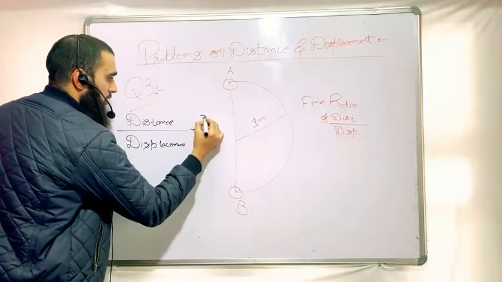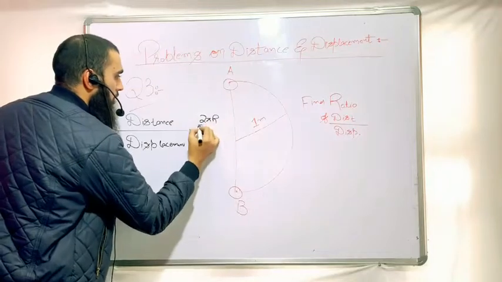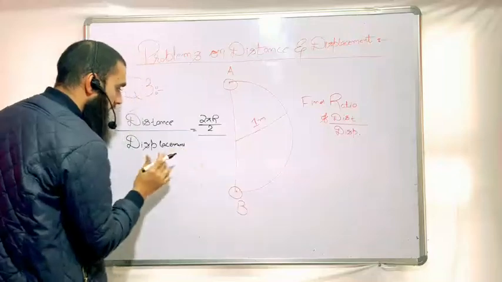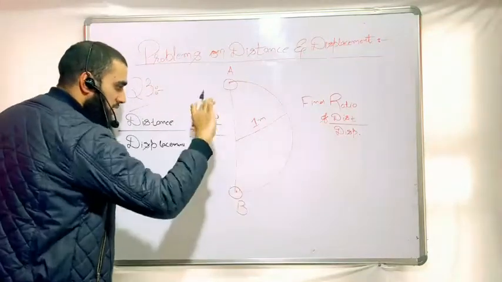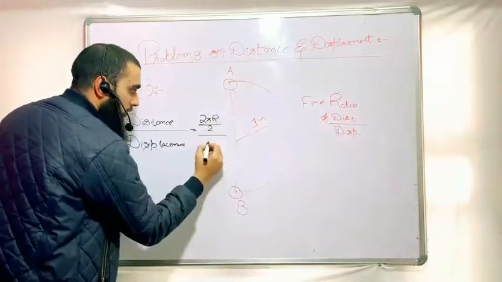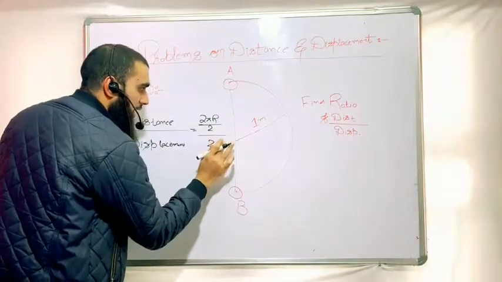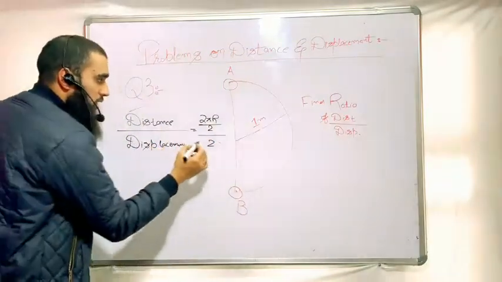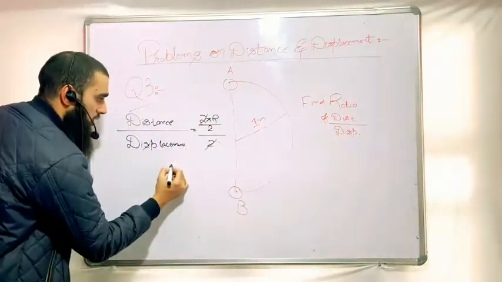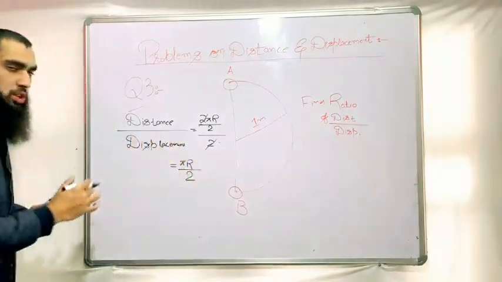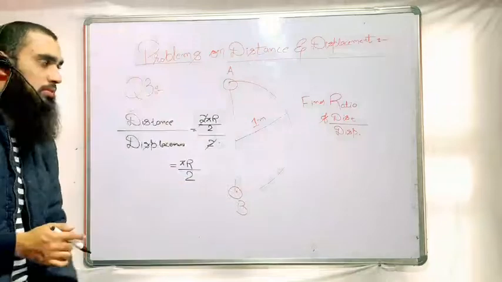Distance will be equivalent to 2 pi r divided by 2, that's the circumference of the semicircular arc, and the displacement is the shortest distance, that is the diameter, twice r. If r is 1 meter, it will be 1 plus 1, that is 2. So this 2 and this 2 cancel, and the ratio will be pi r by 2. This is the ratio of distance to displacement. Note it down.